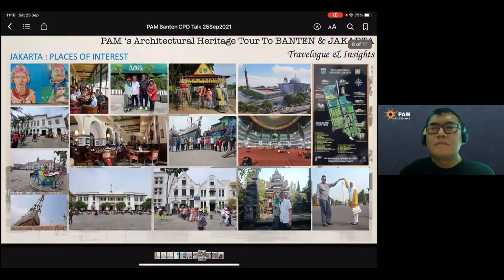I think it can take 100,000 prayers. And then also the Monument National, Monas, bottom right. And also the Fatahillah Square. There's the old Batavia. You can see a Dutch-like building, and now they have been converted through adaptive reuse to a museum and also shops.